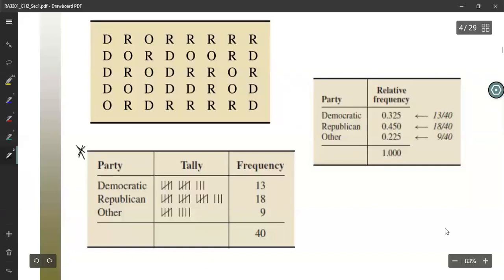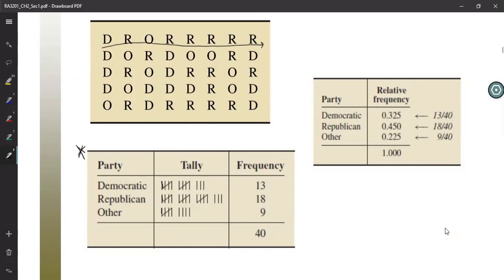So how you do it is, you go along your data, and whenever you see a certain letter, you put a strike in front of that letter. When you see D, you put a strike here. Then comes R, you put a strike here. Then O. Likewise, you fill this tally table. Whenever you have 5, you make the bundle. So this is a 5, 5 and 3. So the frequency is 13. There are 13 D letters, 18 R letters, 9 other letters.